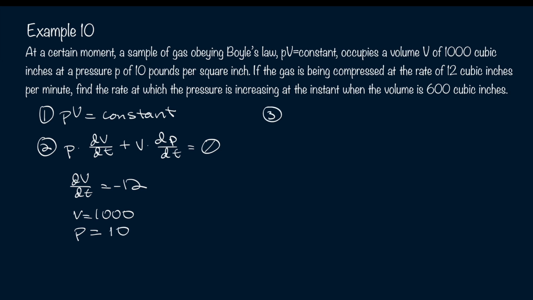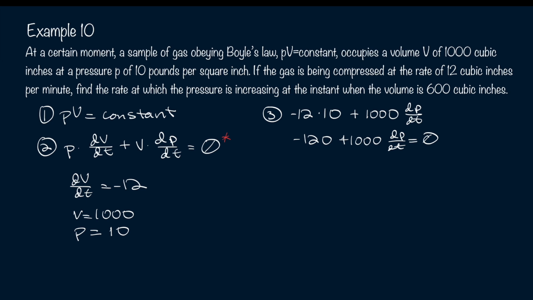So now for 3, we can take this equation and plug in the numbers that we have, which will give us negative 12 times 10 plus 1,000 dP/dt. So negative 120 plus 1,000 dP/dt is going to equal 0.